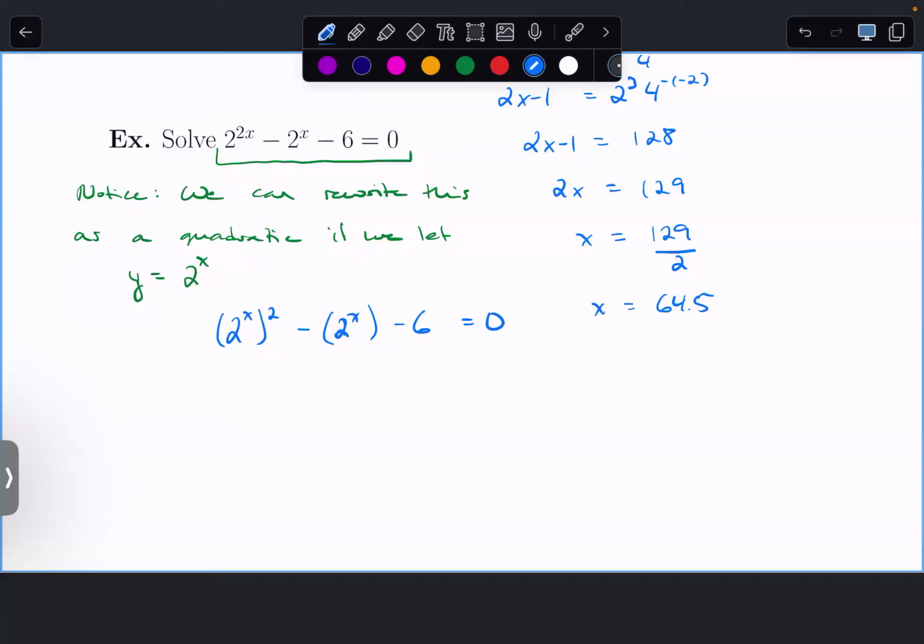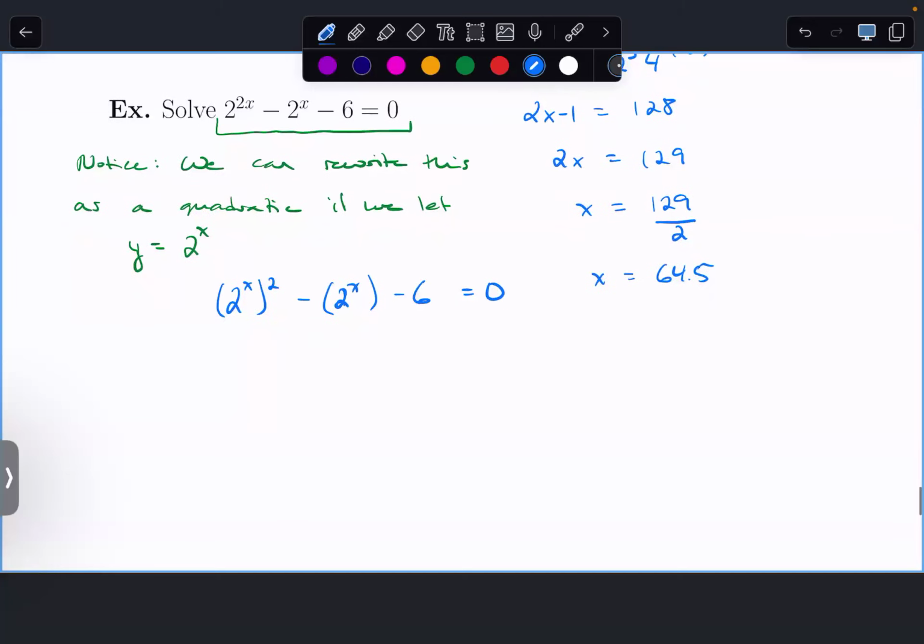If I replace 2 to the power of x with just the y, I get y squared minus y minus 6 is equal to 0. You can keep it as 2 to the power of x, but I think it's hard to look at, so I'm just going to use the y instead in its place. And then once I've solved for y, which is relatively simple with the quadratic formula, then I have solved for 2 to the power of x. So then I can solve for x.